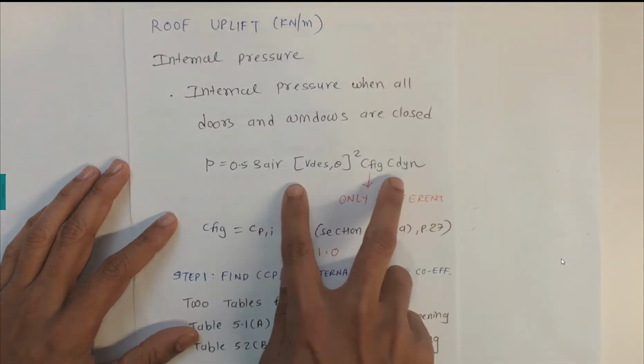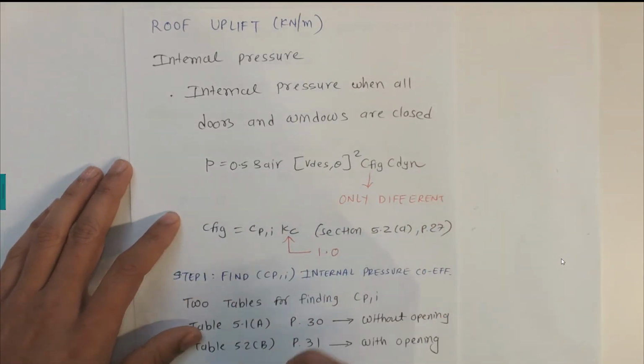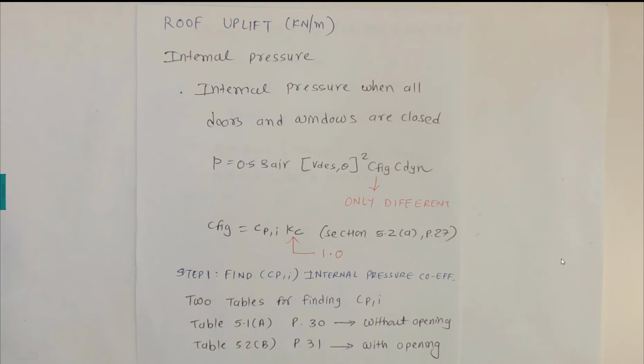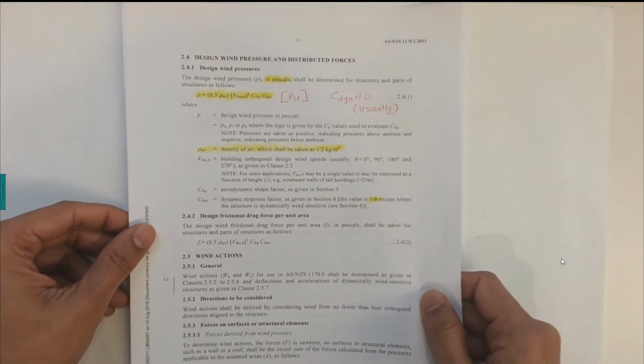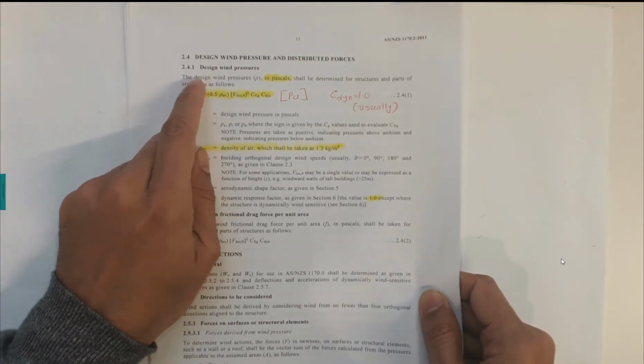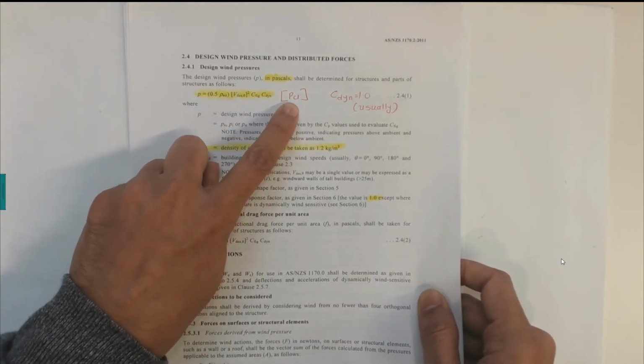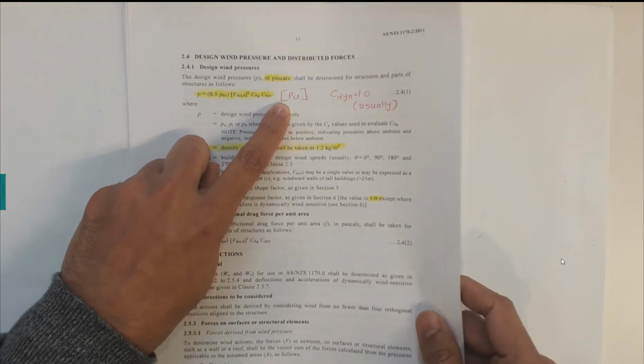The equation is the same one we used for external pressures. The only difference is the aerodynamic shape factor, C_fig. This equation is taken from the Australian Standard, clause 2.4.1, where we have used this equation with the unit pascals.